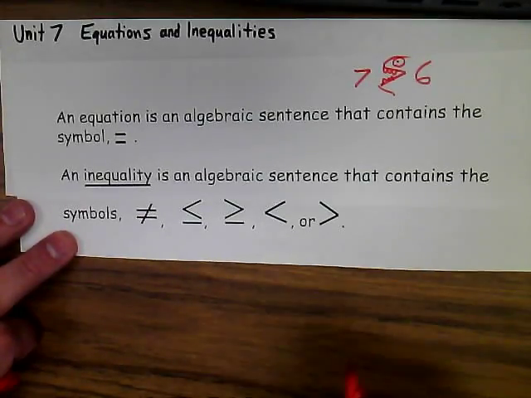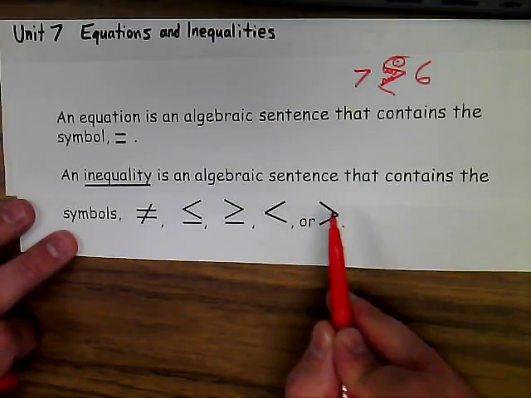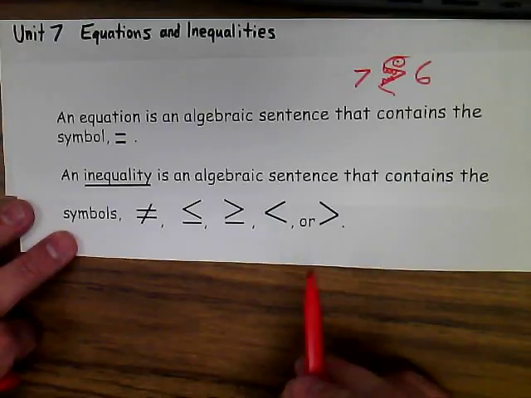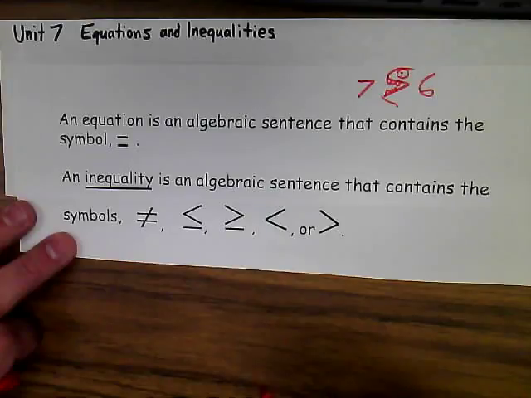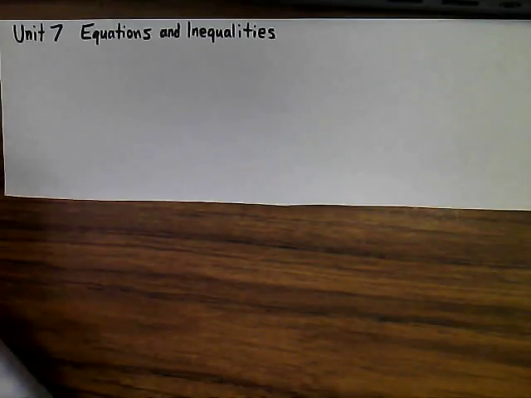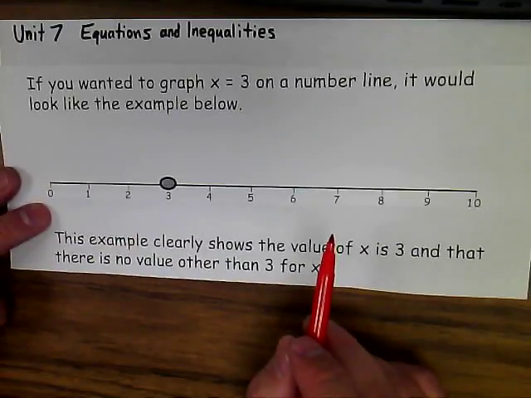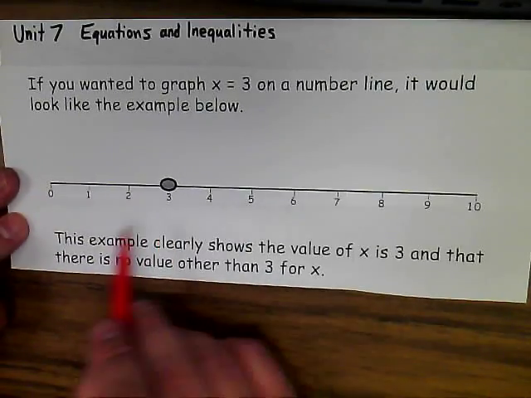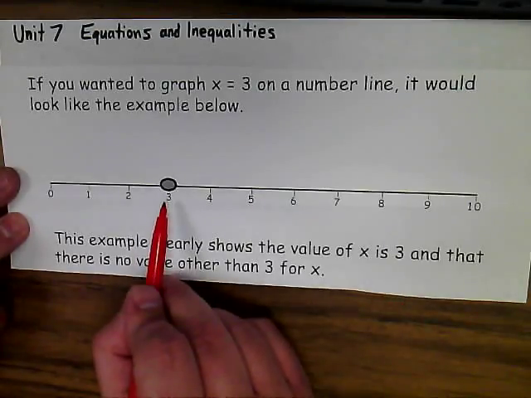We want to understand that the greater than symbol is telling you the item that's to the left is greater than the number to the right. And so it's very important because as we graph items on our number lines, we need to understand what it means, not just to kind of memorize what it looks like. Remember, our goal is more about the learning and less about the numbers. So if you wanted to graph x equals 3 on a number line, it would look just like this. This example clearly shows the value of x is 3, and there's no value other than 3 for x. It's only right here.